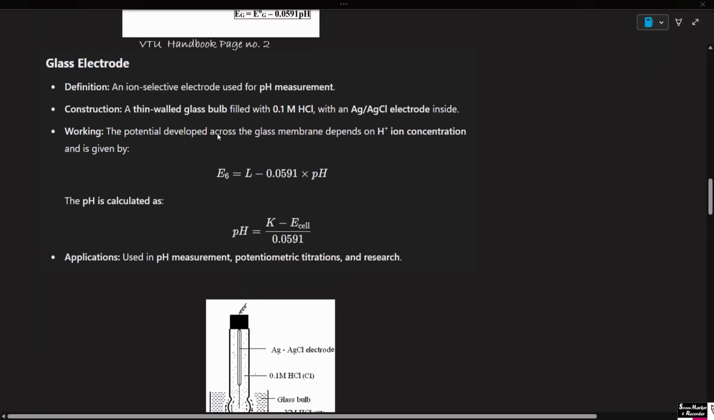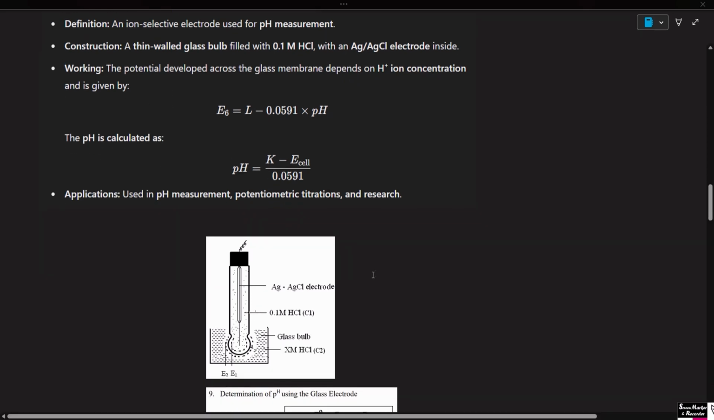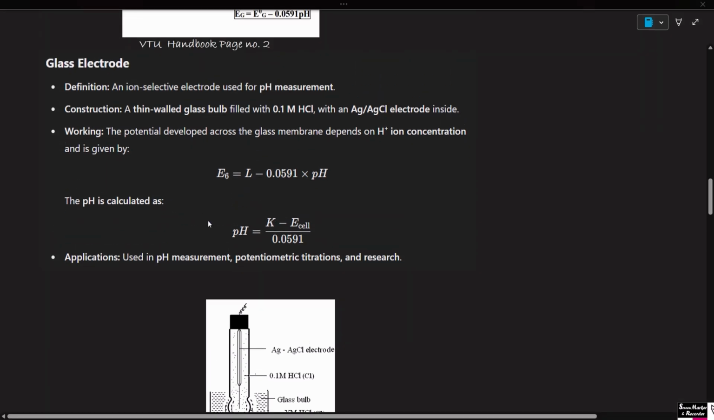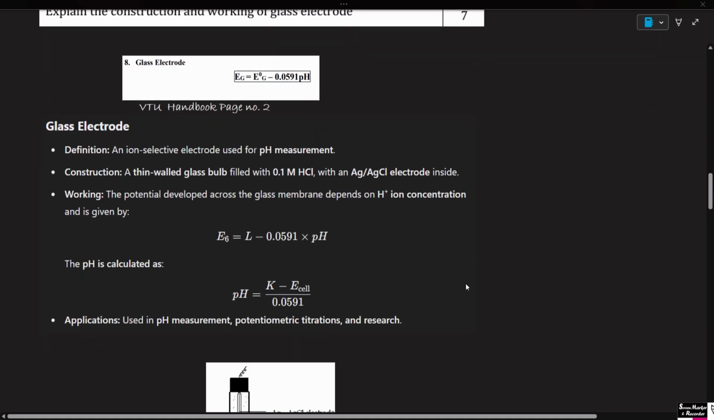Working. The potential developed across the glass membrane depends on H plus ion concentration. So the potential developed across the glass membrane depends upon the H plus ion. H plus means acidic ion concentration. You need to write this equation to grab marks. You can write the equation provided in the VTU handbook for calculation of pH.